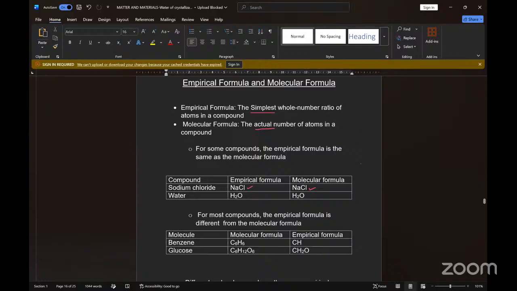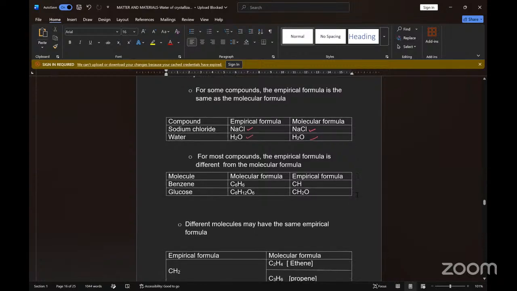Now let's look at this. With respect to this, the empirical formula of sodium chloride is the same thing. You can't simplify this beyond that. When you take the one for water, you look at it, it's the same thing. Water is like that. So this is what happens for some compounds. However, for most compounds, the empirical formula is different from the molecular formula.